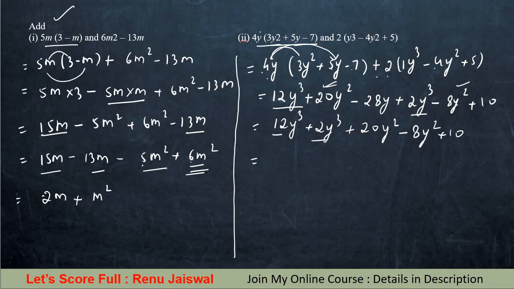So 12y cube, 2y cube, both are the same sign. So add, 14y cube. Here they are of different signs. So subtract and take the sign of the bigger number. 20 minus 8 is 12y square, and then I have 10. So this is the final answer.